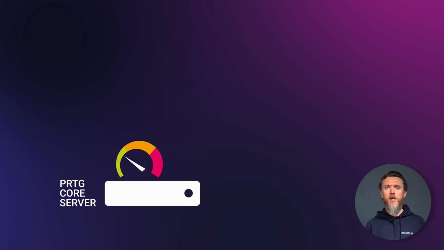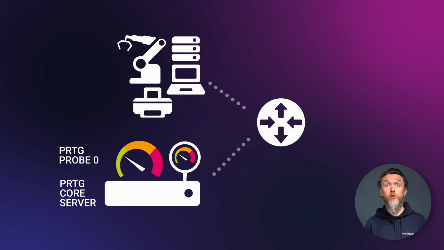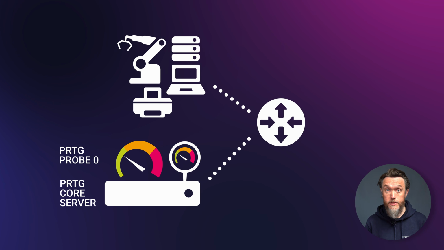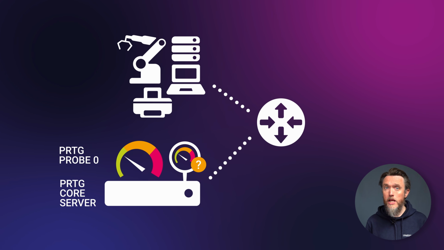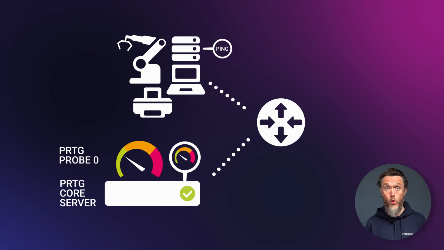On every core server there's also a local probe, and this will be installed on the same device as the core server. The local probe is responsible for performing the actual monitoring. It queries your devices on the network by using sensors and sends the monitoring data back to the core server for analysis, processing and storage. So if you have a ping sensor, which is checking the uptime of a device, it's the local probe that sends the ping, receives the reply, and then forwards the data back to the core server.